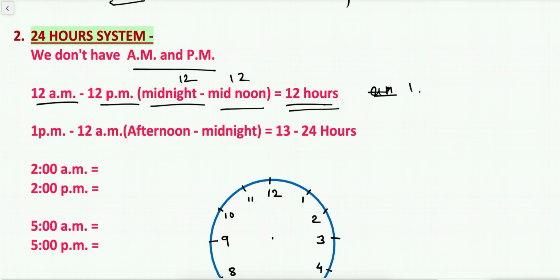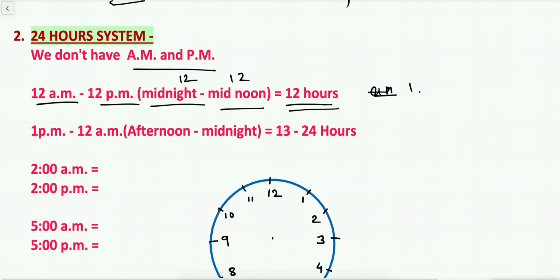So now we'll see how to convert 12-hour clock to the 24-hour clock by adding 12 to the given number. Suppose it is 2 a.m. That will be read as 2 hour, and 2 p.m. will be read as 2 plus 12 hour. So it will be 14 hour. Similarly, 5 a.m. in the morning is 5 hour, and 5 p.m. in the evening will be 5 plus 12, that is 17 hour.